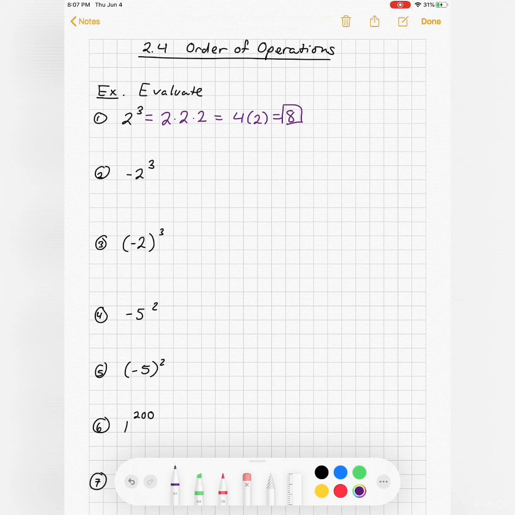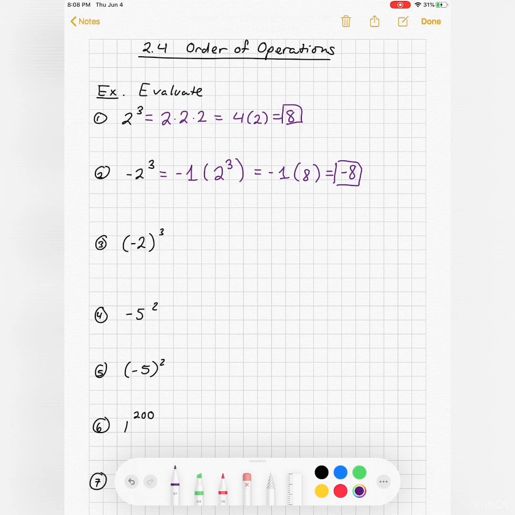Because in this first example, I actually do the exponent before I account for that negative in front. I can think of this as being like -1 times 2 cubed. That's the same as having that negative in front. So first I apply my exponent. 2 cubed was 8. Then I multiply the result by -1. So my answer there is -8.